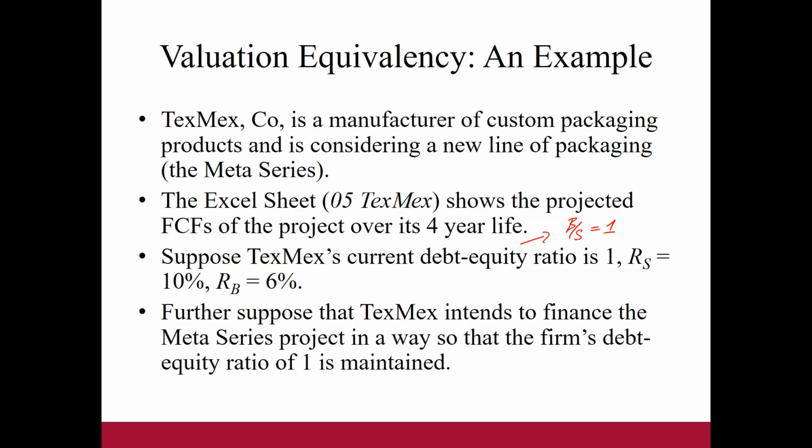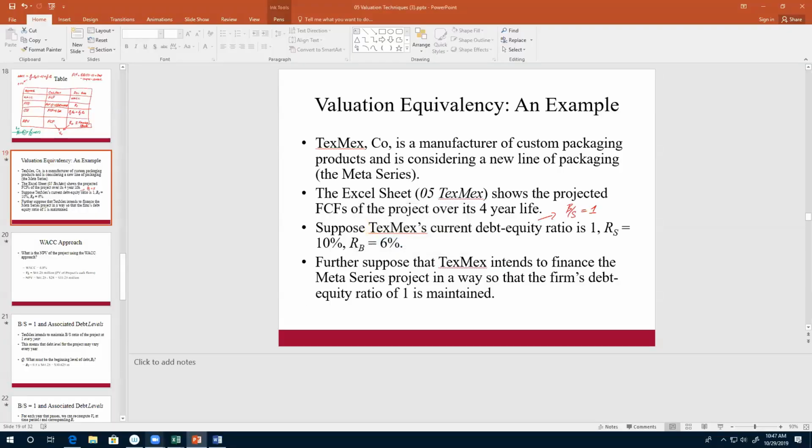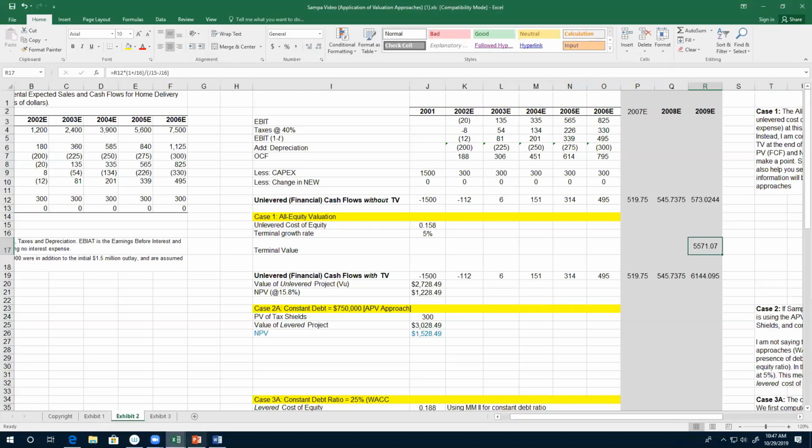Further, suppose that TexMex intends to finance the Meta Series project in a way so that the firm's debt to equity ratio of 1 is going to be maintained. What I mean by that is this. Without having undertaken the project, right now the debt to equity ratio is 1. That's given.